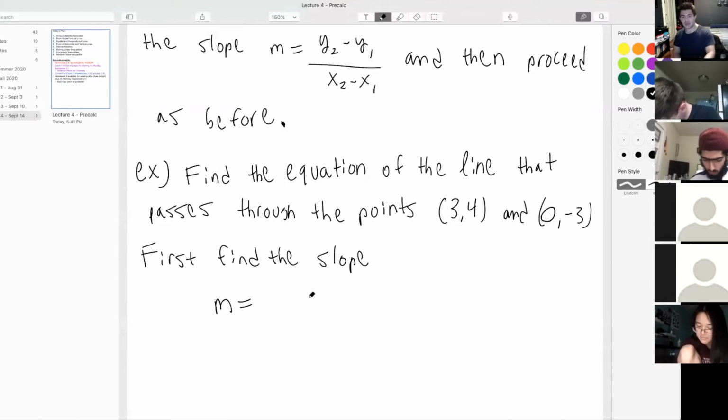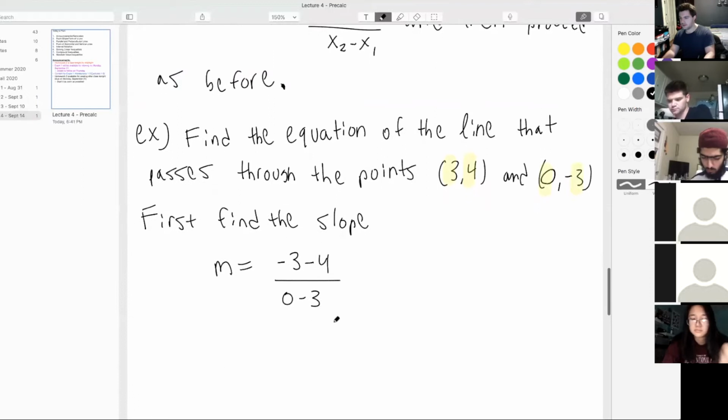Okay, so I'll do -3 minus 4. So I'm going to do this guy minus that guy divided by 0 minus 3. Okay, and that will just come out to -7/3, which is, sorry, -7/-3, which is just +7/3. Okay, so that's our slope.